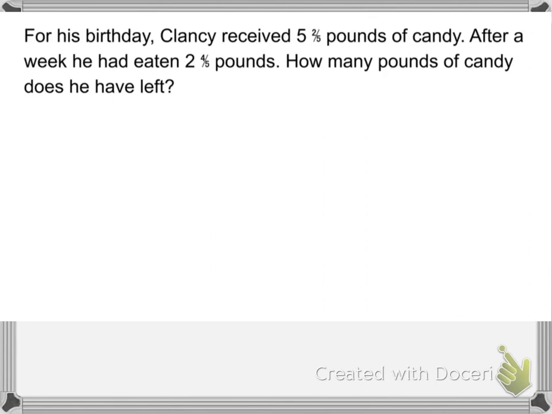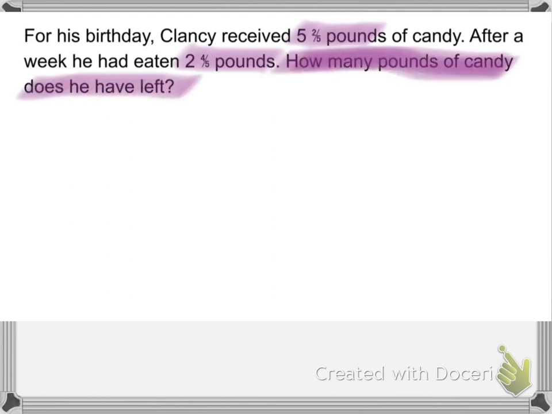I have my last one here. For his birthday, Clancy received 5 2/5 pounds of candy. After a week, he had eaten 2 4/5 pounds. How many pounds of candy does he have left? Okay, so how many pounds of candy does he have left? I have to subtract here.